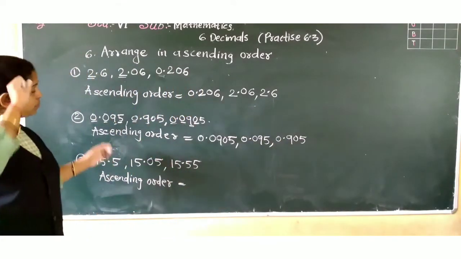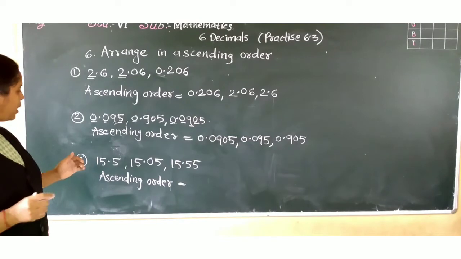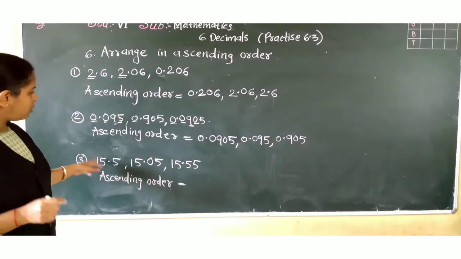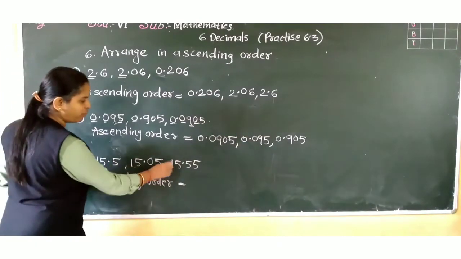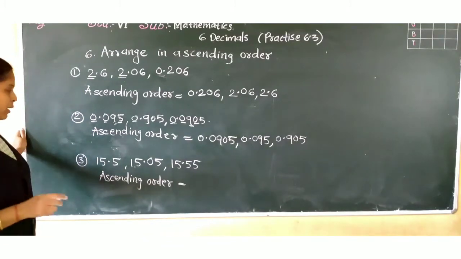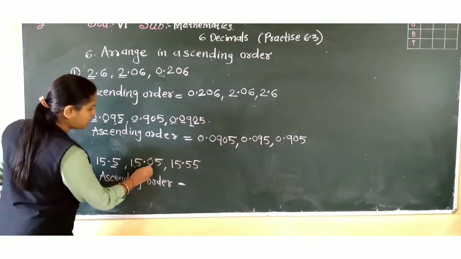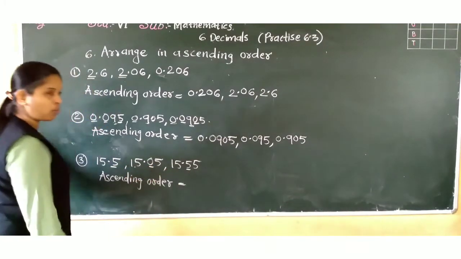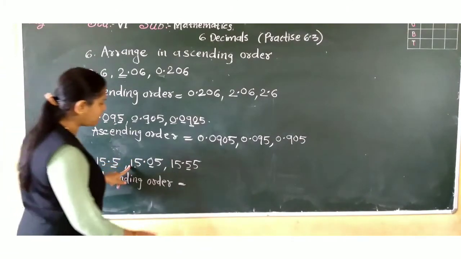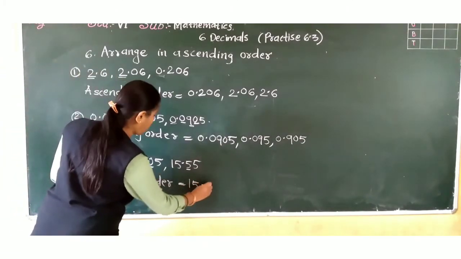How to compare? Take one digit and we have to compare. Now next see, everywhere whole part is 15, 15, 15. Okay, then here 5 is there, here 0 is there, here 5. So which is smallest? 0. That means this decimal is smallest.